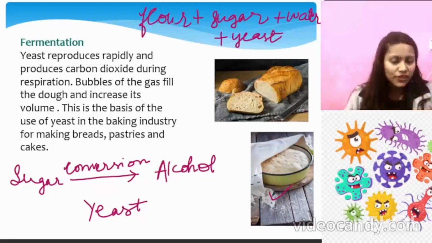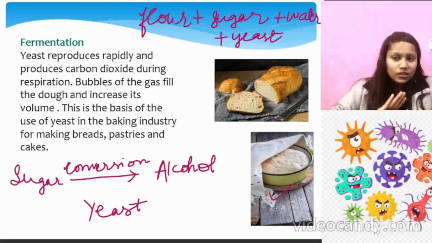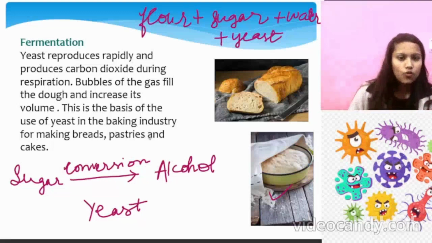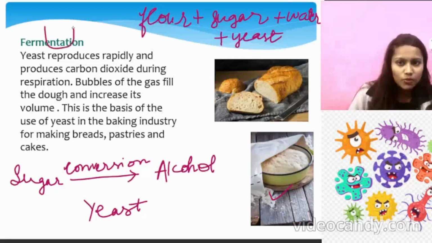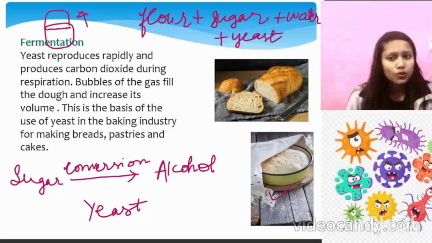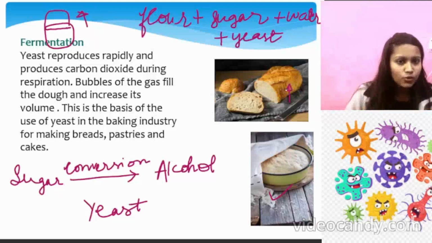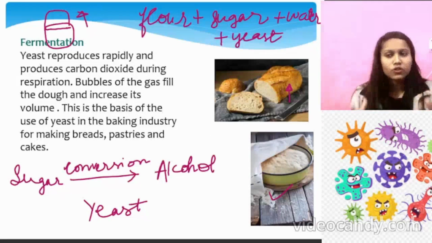And after some time, what we notice is that the dough has risen to a certain level, which means the volume of dough has increased. Like, this was our bowl, and then we see that the dough has been rising in volume. That is the reason why breads, cakes, pastries, etc., are so fluffy. You see, they are so fluffy, they are so soft because of the rising. And now how this rising is happening, I will also tell you that.